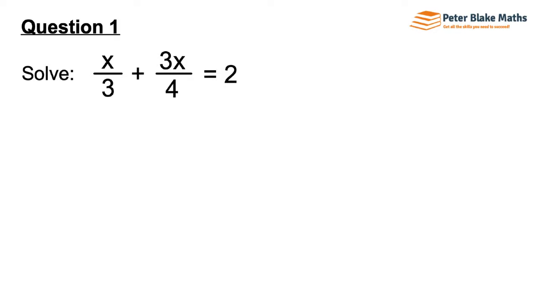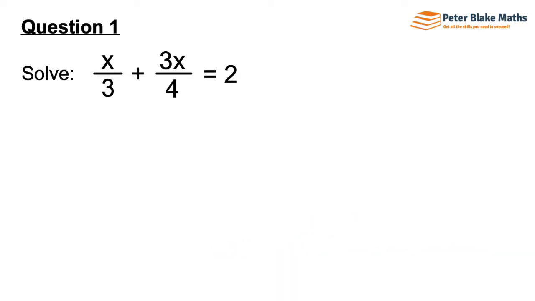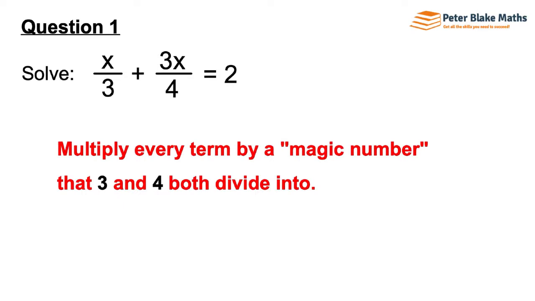Question 1. Solve x over 3 plus 3x over 4 equals 2. We want to multiply every term by a magic number, or what I call a magic number. In this case, we'd want it to relate to 3 and 4 together. We want to pick a number that 3 and 4 both divide into.